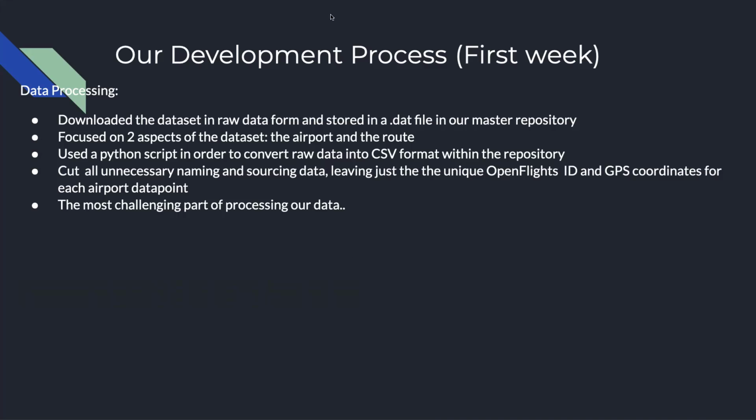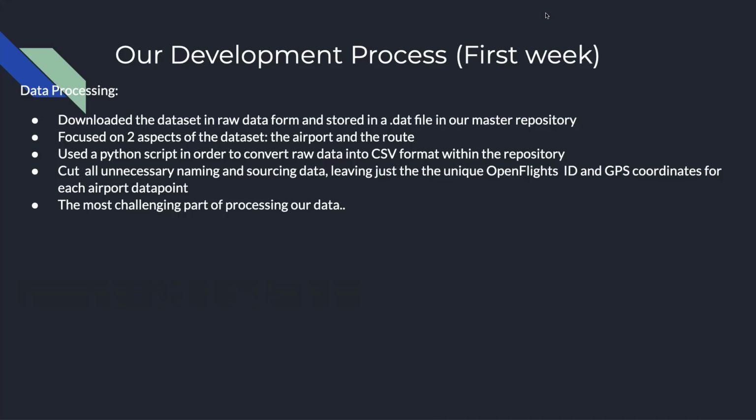Now, let's talk about the most challenging part of processing our data. It was filling in the missing data for efficiently loading our data into a graph structure. For our airport routes dataset, there were two pieces of information given for the airport: the OpenFlights identification number and the International Air Transport Association, or IATA, code. But for the majority of the dataset, one of these two entries was missing.